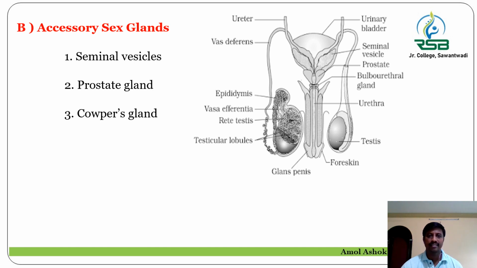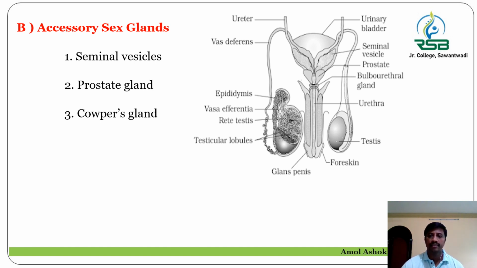What is the exact location of these accessory sex glands in the human male reproductive tract, what is their structure, and what are the secretions and importance of these accessory sex glands, we are going to study in today's lecture. Also, we are going to discuss the histology of the testis, the male reproductive gonad. So let us come to know the exact position of these sex glands.